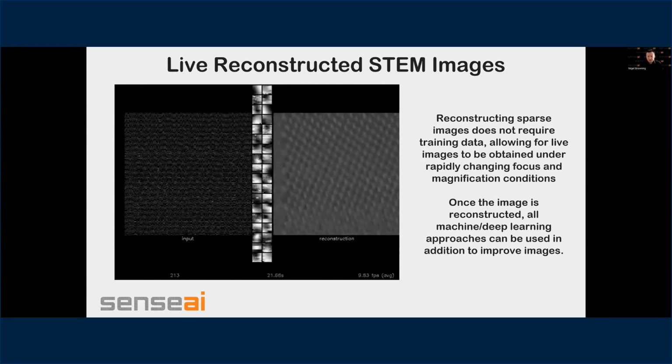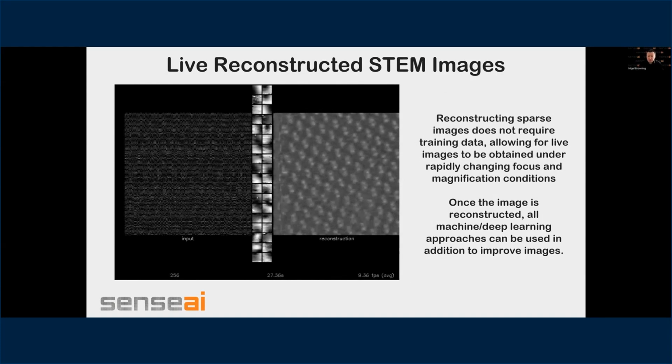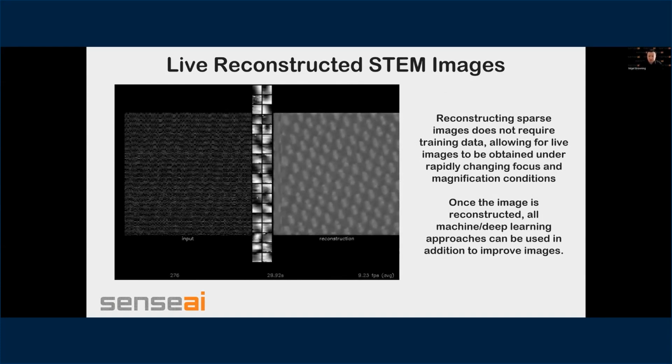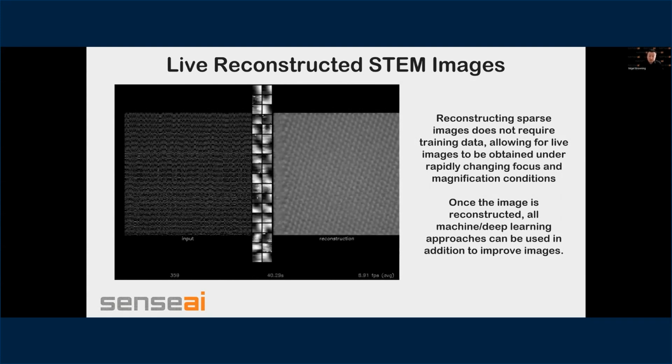Now, because we're learning the dictionary from each individual image, we don't have to do learning like you normally do with artificial intelligence. That means we can change the focus, we can change the magnification, and we can still reconstruct the image very accurately. Because we're not doing a machine learning or a deep learning approach to reconstructing the image, it also means we're not subject to hallucinations.